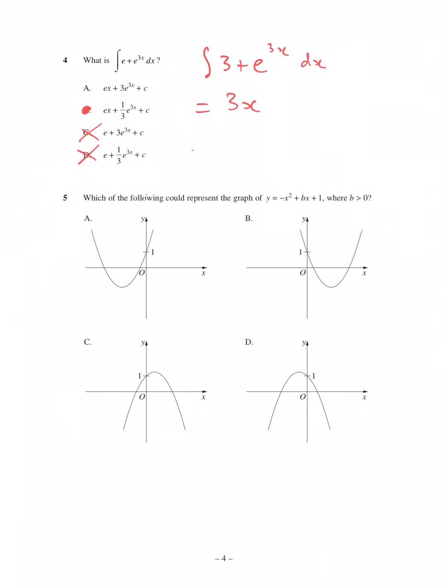We've got a quadratic function here for question 5. We've got minus x squared plus bx plus 1, where b is positive. So straight away, the thing I'm looking at is I go, the y-intercept is 1. No help there because all 4 functions have a y-intercept of 1. Okay, moving on. X squared is negative, which means I'm going to be concave down. Hope you can see that A and B are gone.